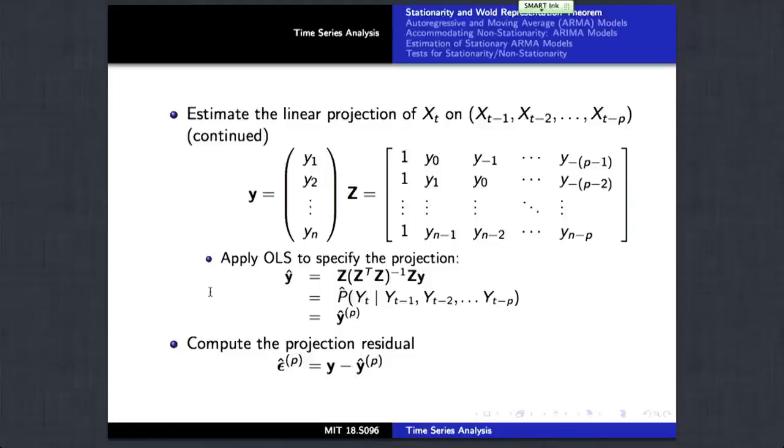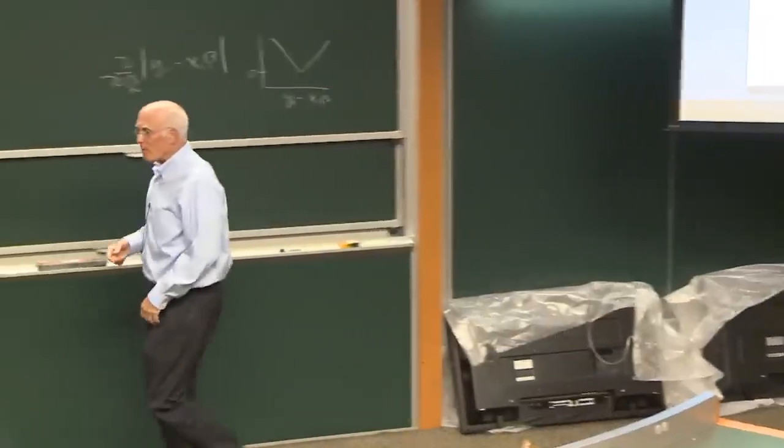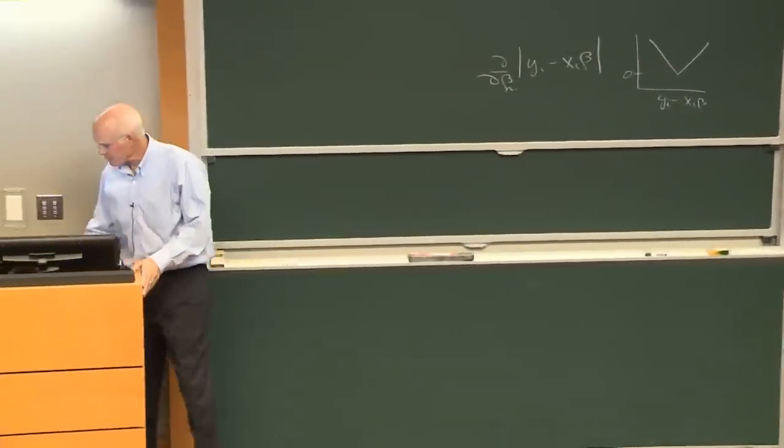So we have values of our stochastic process in y, and then our z matrix, which is essentially a matrix of independent variables, is just the lagged values of this process. So let's apply ordinary least squares to specify the projection. Okay, this projection matrix should be familiar now. And that basically gives us a prediction of y hat depending on p lags. And we can compute the projection residual from that fit.